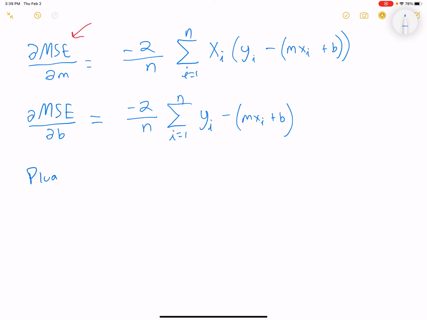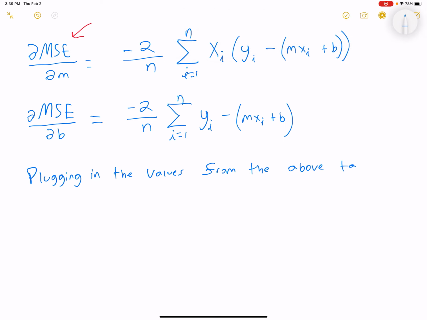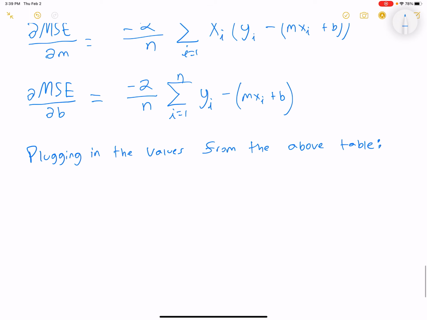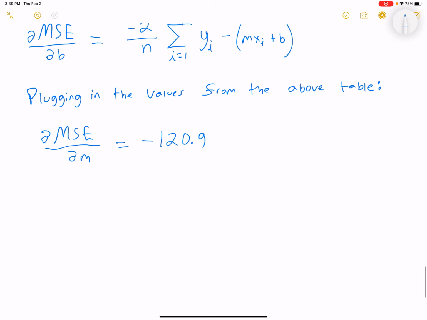And so now, plugging in the values from the above table, we get that the partial derivative of the mean squared error with respect to m equals -120.9, and the partial derivative of the mean squared error with respect to b equals -67.5.